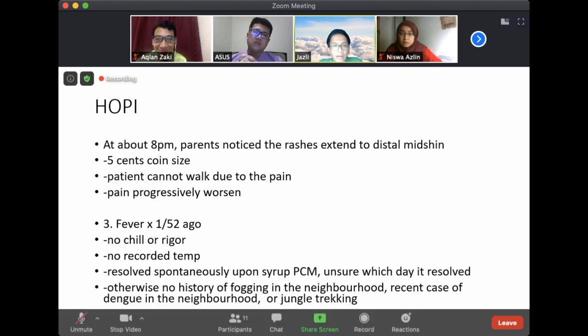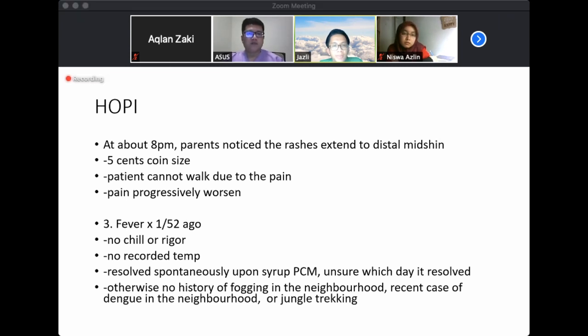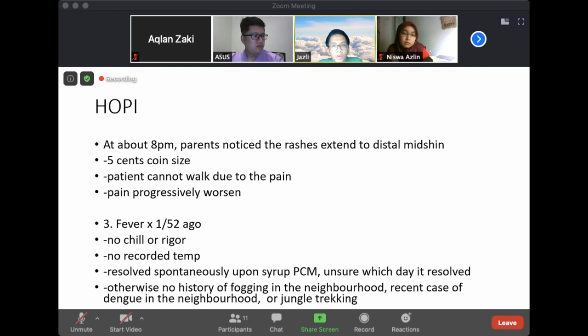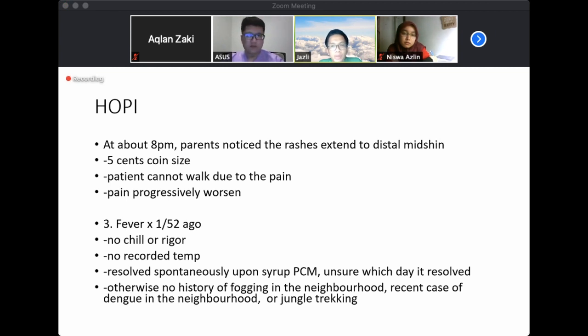At about 8 p.m. on the day of admission, the parent noticed that the rash had worsened, whereby the rash extends to the distal mid-shin of the right foot. The size was about a 5 cents coin size. The patient cannot walk due to the pain, and the pain became progressively worsened.